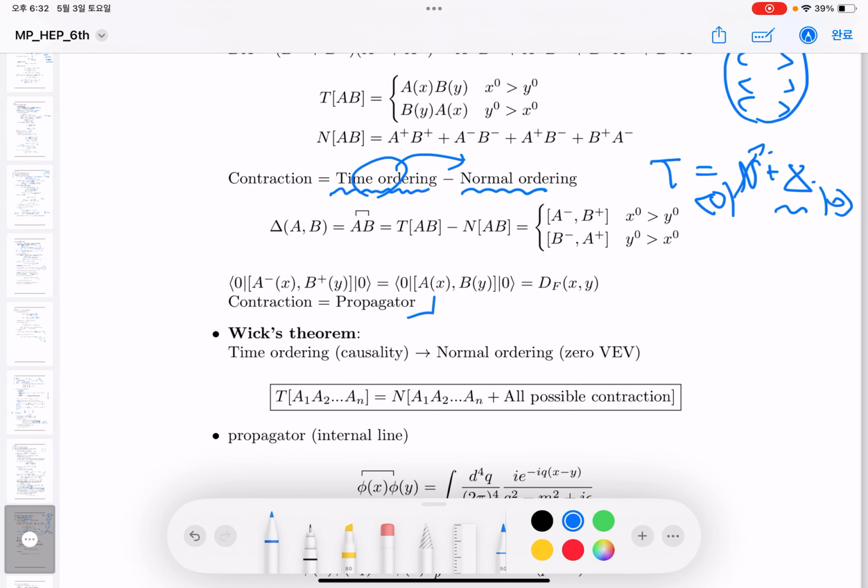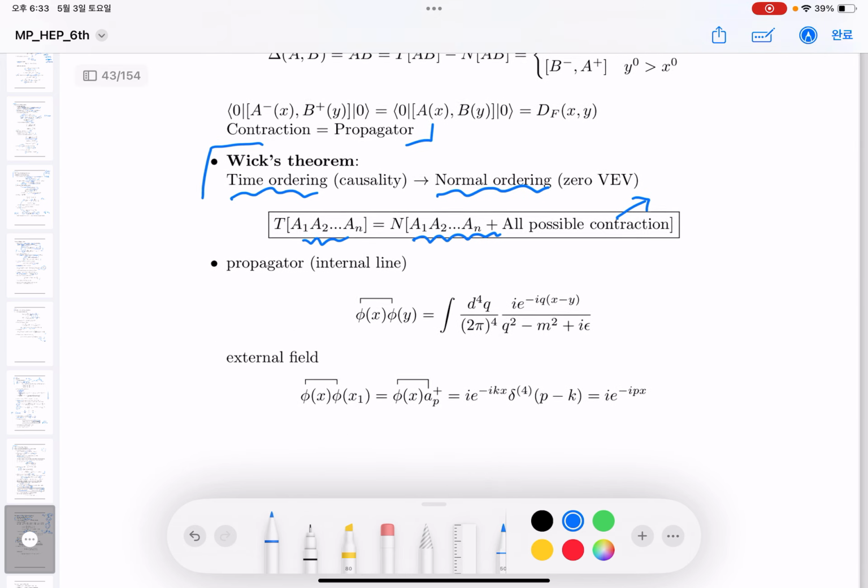And there is Wick's theorem. If we convert from time ordering to normal ordering for some specific combination of field operators, then there are deviations that are given by all the possible contractions. So this is given by the multiplication of propagators.